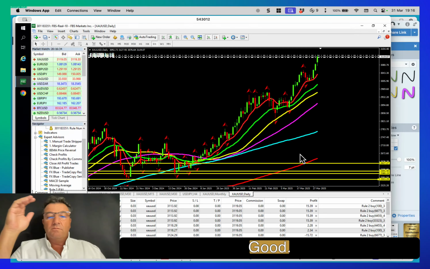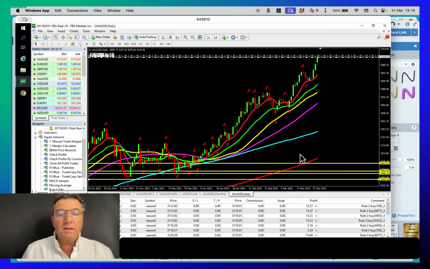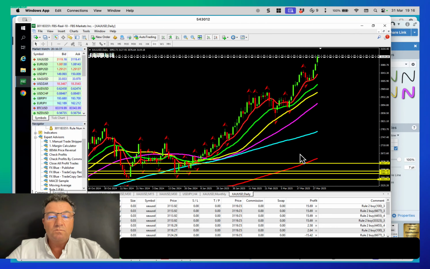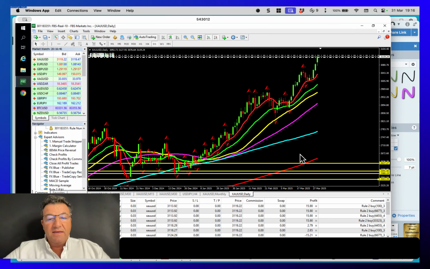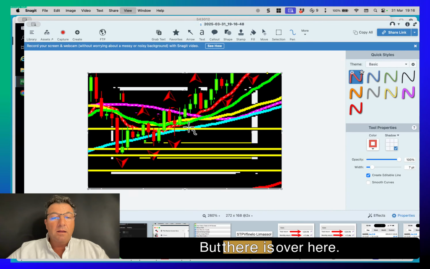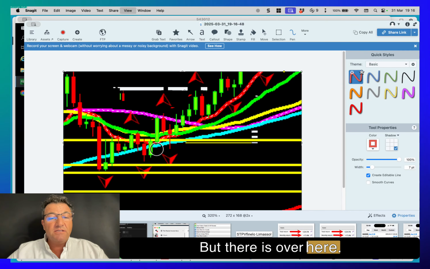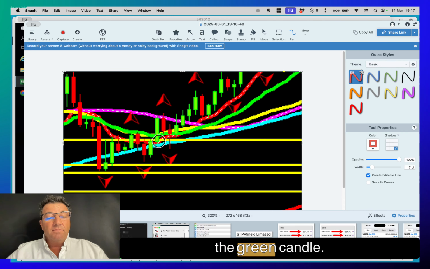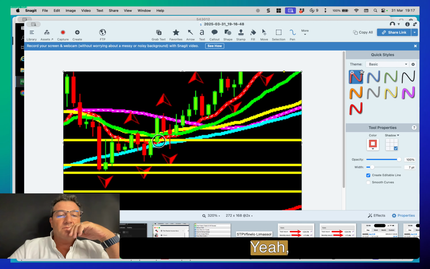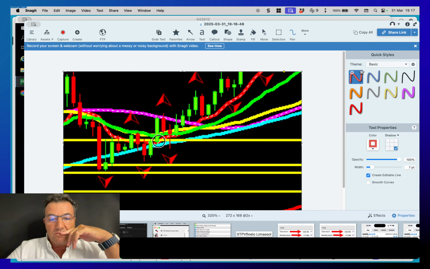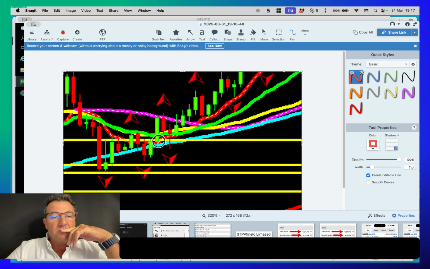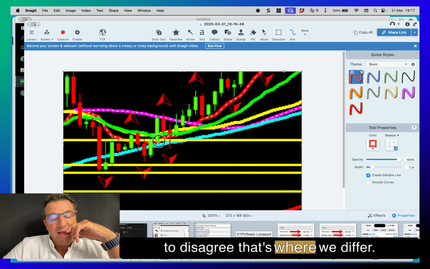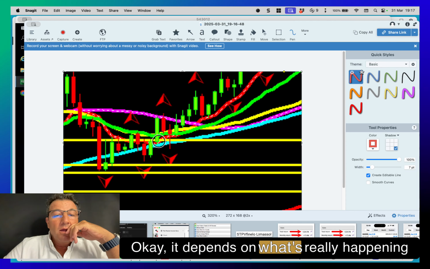I agree with you. That's not an order block, because it can't be classified as an order block since there's no fair value gap. But there is over here. No, but that's way later. There's a candle here, and then you've got the engulfing candle here, this green candle. So that could be an order block time frame, or it could be a scenario because if you look at the candle dip into it, weeks into the order block, and then leaves. Yeah, so that's where we agree. That's where we differ. It depends on what's really happening.